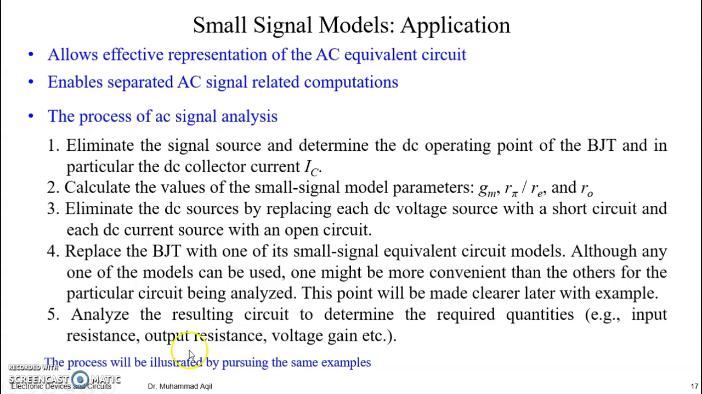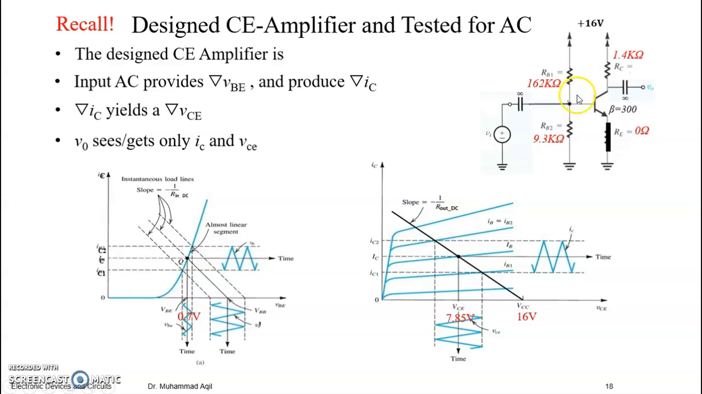So let's take an example. The process will be illustrated by pursuing the same example that we used for DC, the common emitter amplifier design. We designed this common emitter amplifier without emitter resistance and tested it for AC. Please recall this from our previous lectures. At this time, we are going to analyze this circuit that somebody has already designed.